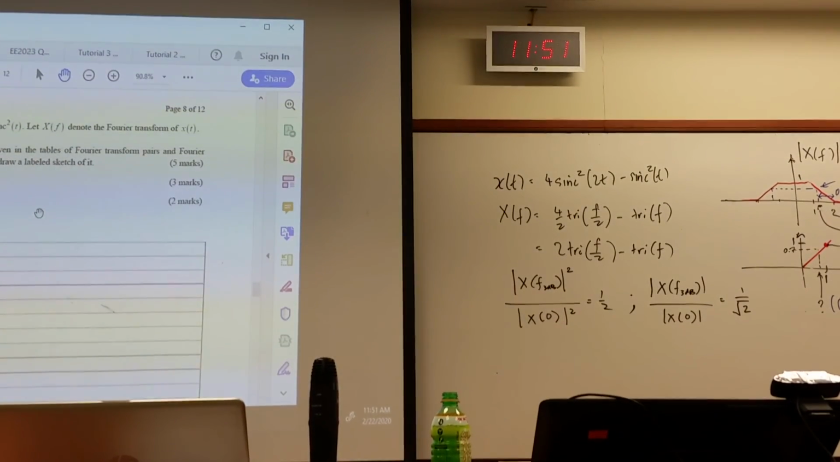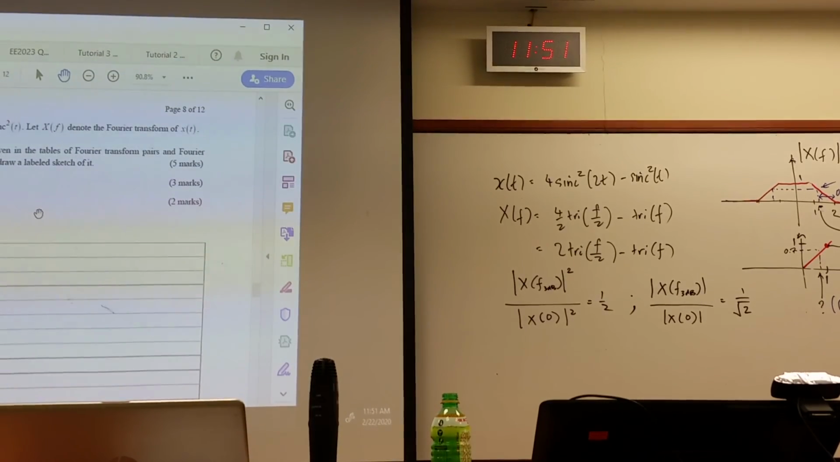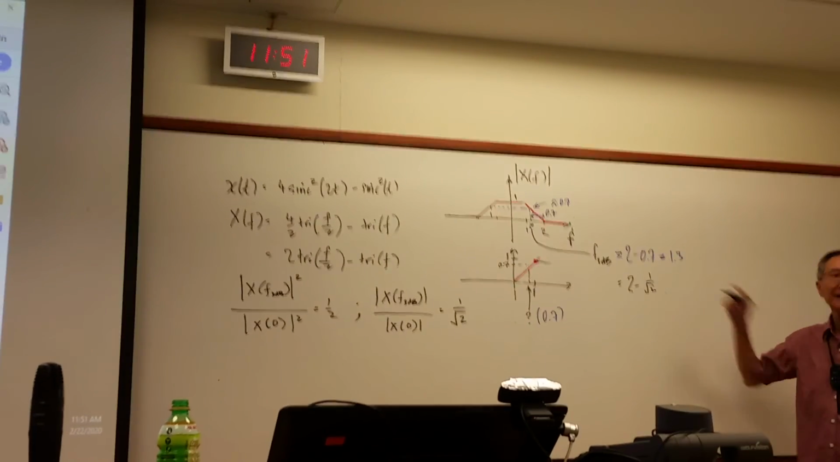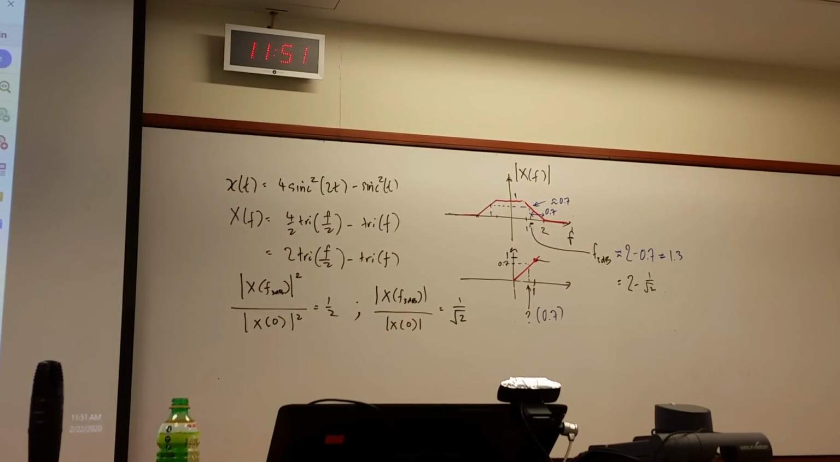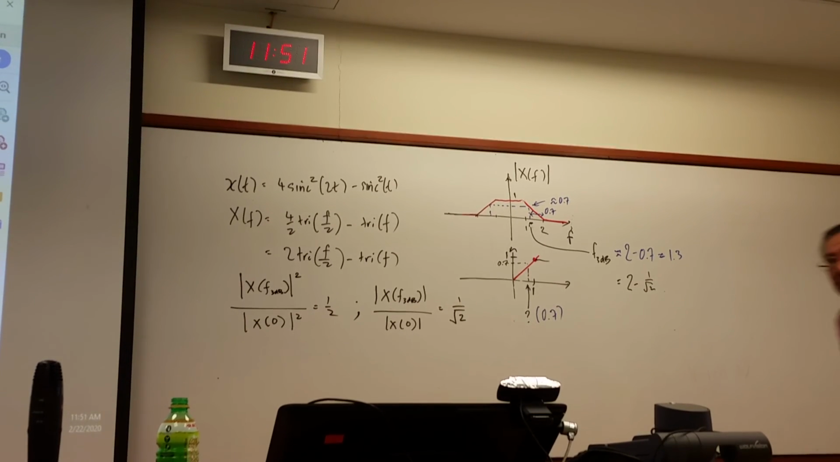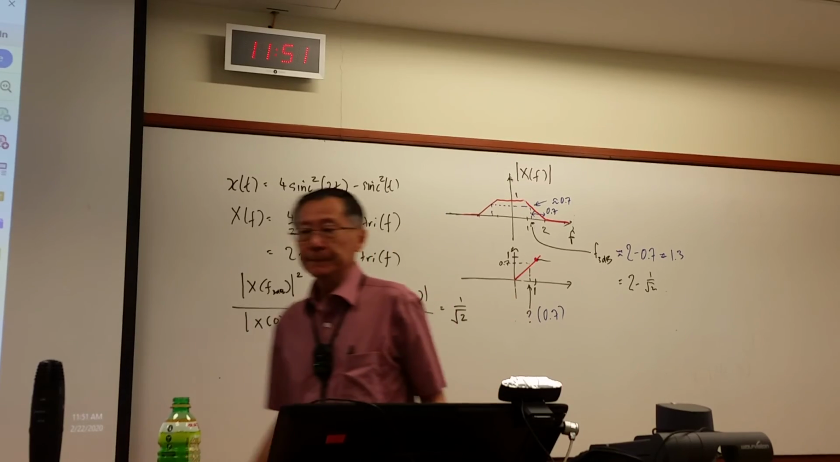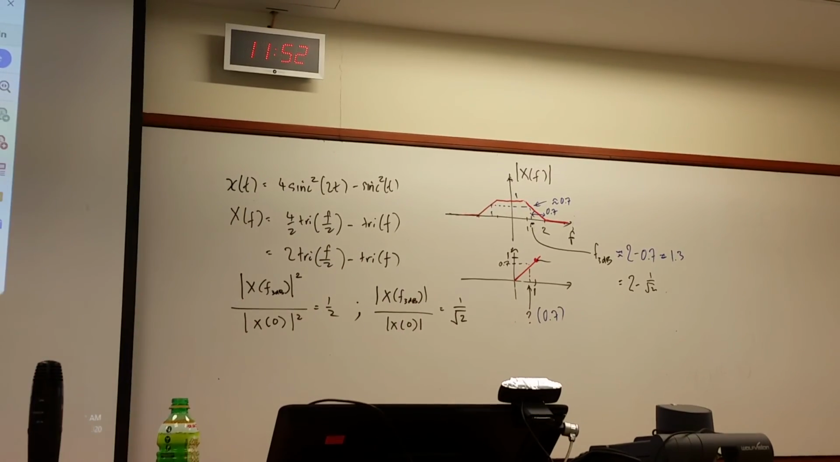So really, the correct answer is 2 minus 1 over root 2. That's the correct answer, because this is 0.7. I was using an approximation just now. The 0.7 is 1 over root 2. So that's the correct answer. So that's the 3 dB bandwidth.